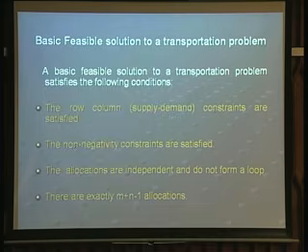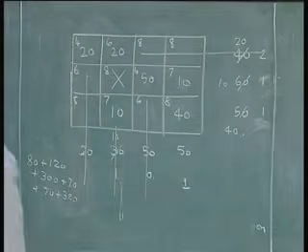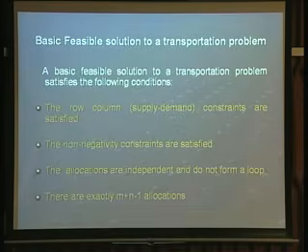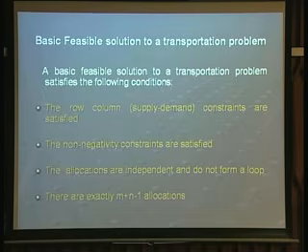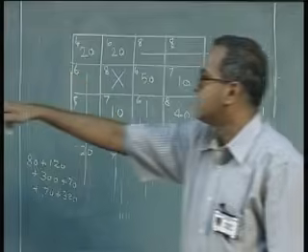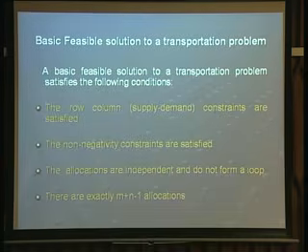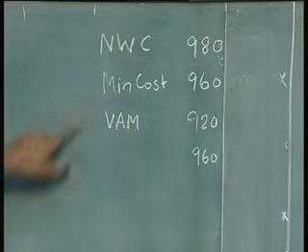A basic feasible solution satisfies the following conditions: the row and column constraints are satisfied, the non-negativity are satisfied, the allocations are independent and do not form a loop, we have to see what this is, and there are exactly m plus n minus 1 allocations. Now, all the 3, if we go back and observe, all the 3 satisfied the first 2 out of the 4 conditions. We have to see whether all of them have a loop or do not have a loop.